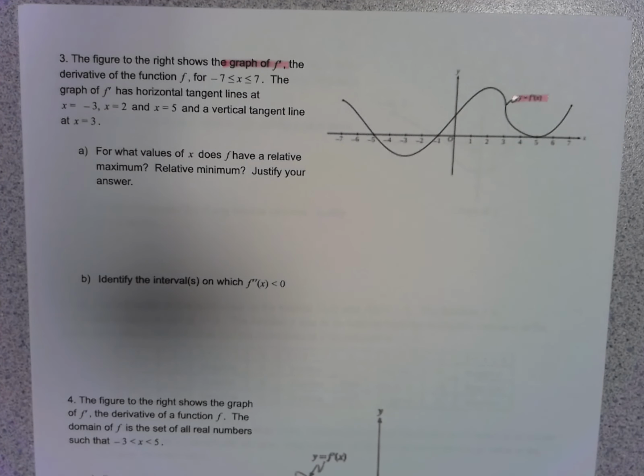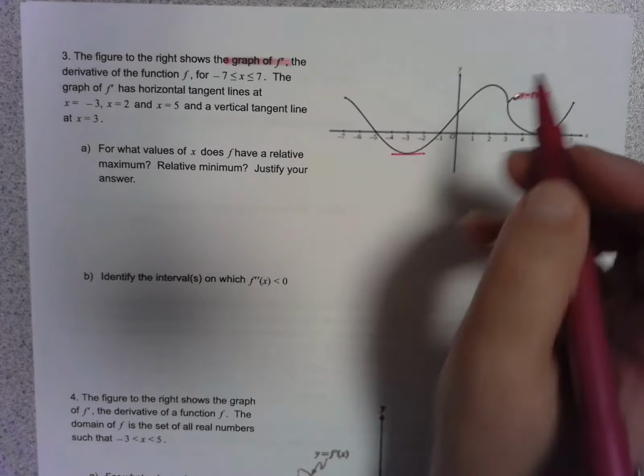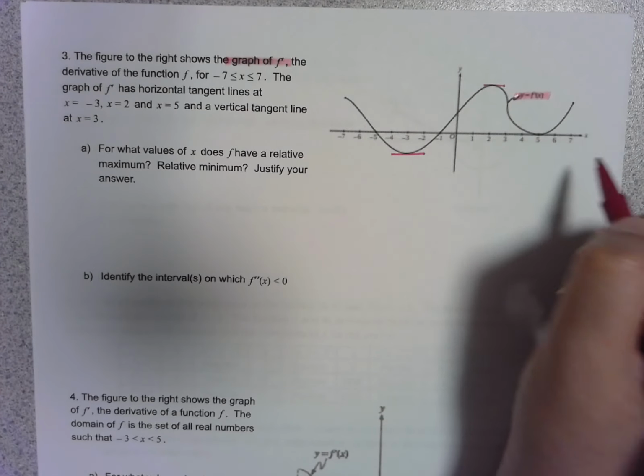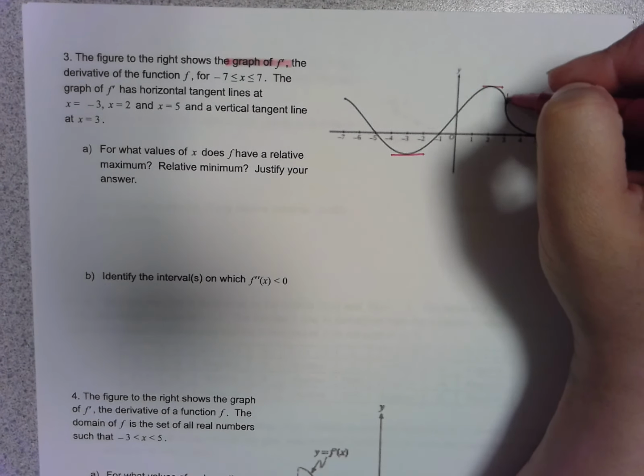It says the graph of f prime has horizontal tangent lines at x equals negative 3, so that's right here, x equals 2, so that's right here, and x equals 5, so that's right here, and it has a vertical tangent line at 3.